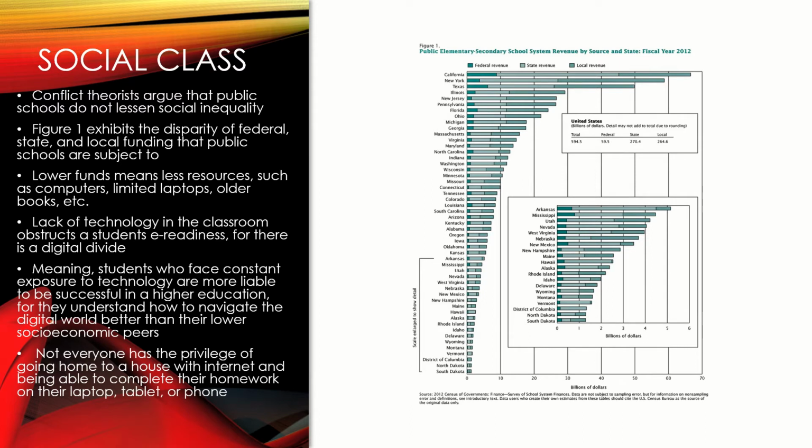Students with higher socioeconomic status are more prone to succeed when furthering their educational level, for they will know how to navigate technology easier compared to their peers who have little exposure. As a result, we can see how schools play a role in priming those of low socioeconomic status to accept their positions in society as lower members.